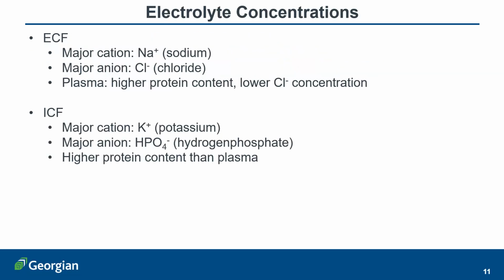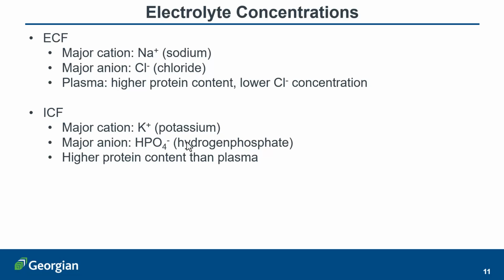In the ECF, the major cation is the sodium cation, and the major anion is the chloride. In plasma, however, which is part of the ECF, there is a higher protein content and consequently a lower chloride concentration. So it's pretty similar in terms of plasma and ICF, except that in plasma there's a higher protein content.